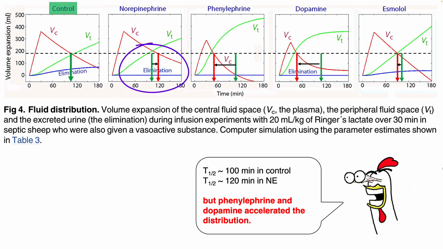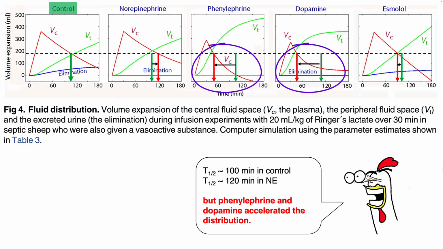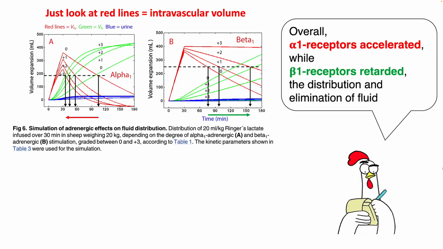But when these were given norepinephrine, the half-life was much longer than controls, around 120 minutes. But when you look at the phenylephrine and dopamine, you can see that the half-life of the fluid was much shorter. It was around 50 minutes, which is half of that seen in control. So phenylephrine and dopamine seem to accelerate the distribution out of the intravascular compartment.